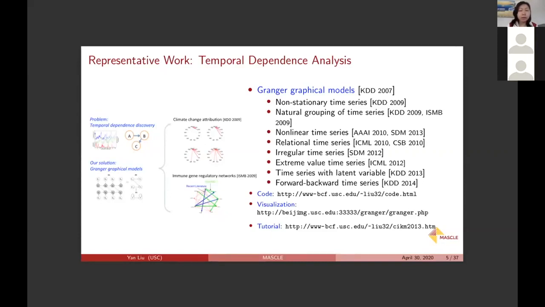And then we developed the so-called Granger graphical model so that we'll be able to uncover the temporal dependencies between multivariate time series data. There we will be able to apply it to address some of the most critical challenges in society, including climate change attribution and also some in immune gene regulatory network analysis. So we have all the code, visualization, and tutorial available in case you're interested.